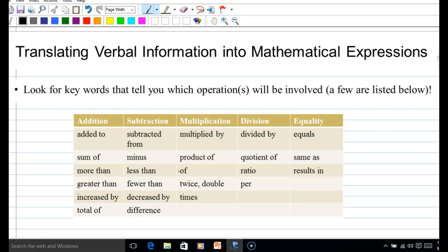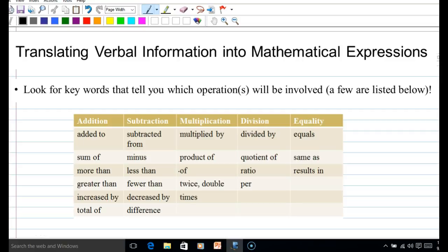Now, this list is by no means all-inclusive. These are some of the terms that are most often used in story problems. So if you encounter any of the following words, added to, sum of, more than, greater than, increased by, total of, then somewhere in that translation, verbal translation to your mathematical translation, you'll use the operation addition.